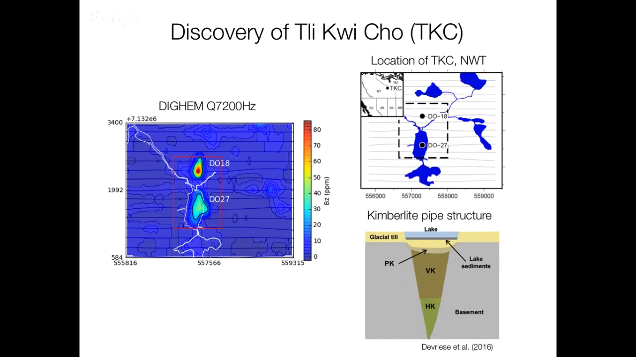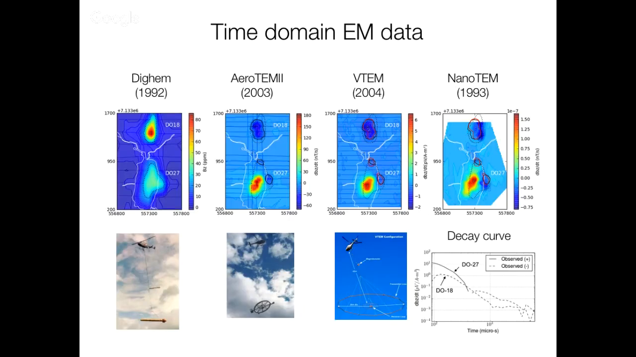Anyway, we fly DIGHEM data, frequency domain, quadrature, okay, all these things are good, 7200 hertz, flying in lines over here, and here's the signal. The airborne history here is really fascinating. The DIGHEM survey was done in 1992, and then in the early 2000s, Aerotem flew this, and so here is this big conductor right from there, and then they flew the Aerotem data over top here, and got this negative value.